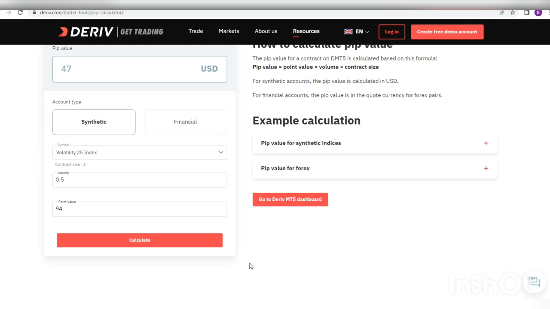So if you want to use one lot size, it definitely means you'll be risking almost $94 to gain... The take profit is at 243. So 243 as the take profit level. If you are using 0.5, means you'll be gaining 120. So that's almost about 1:3 risk reward ratio.